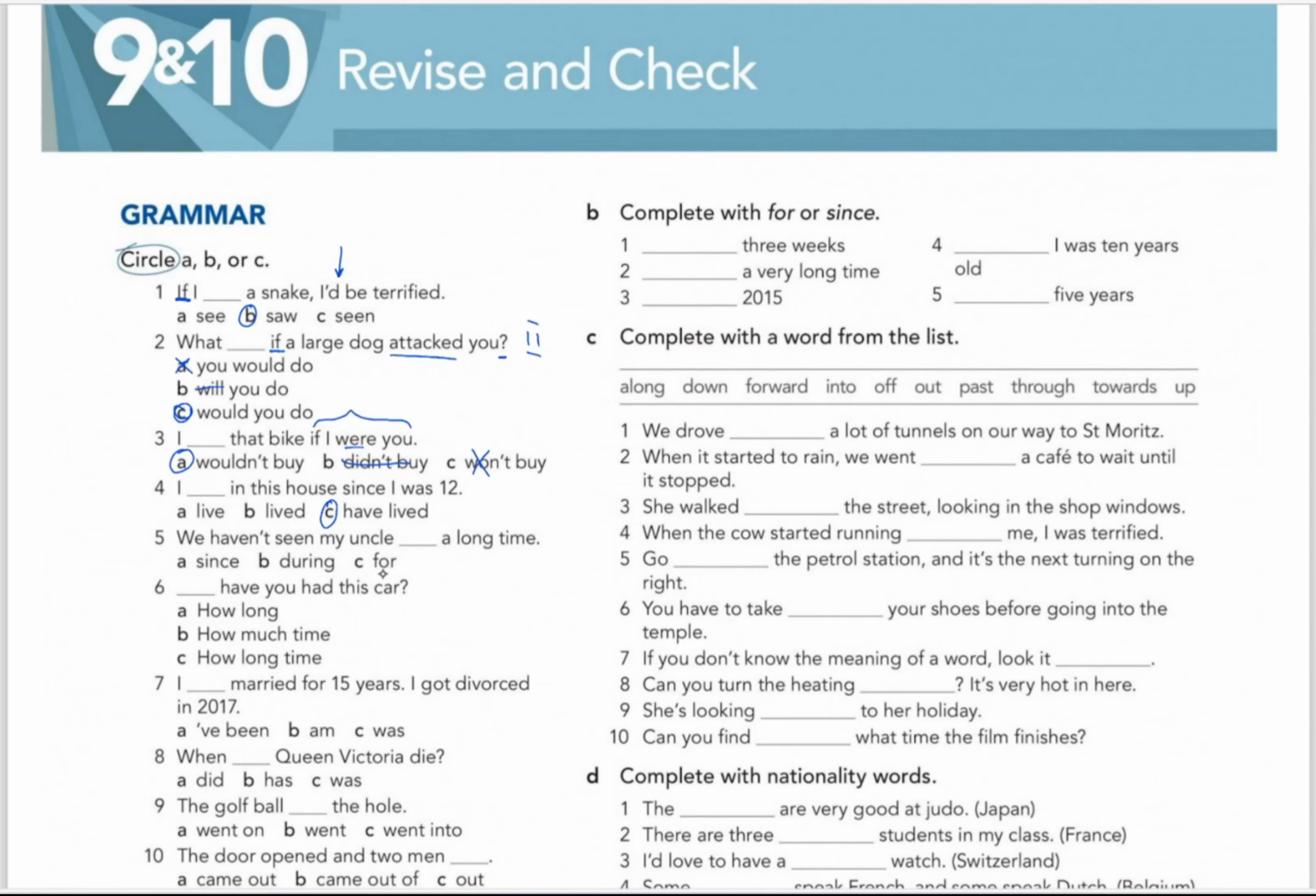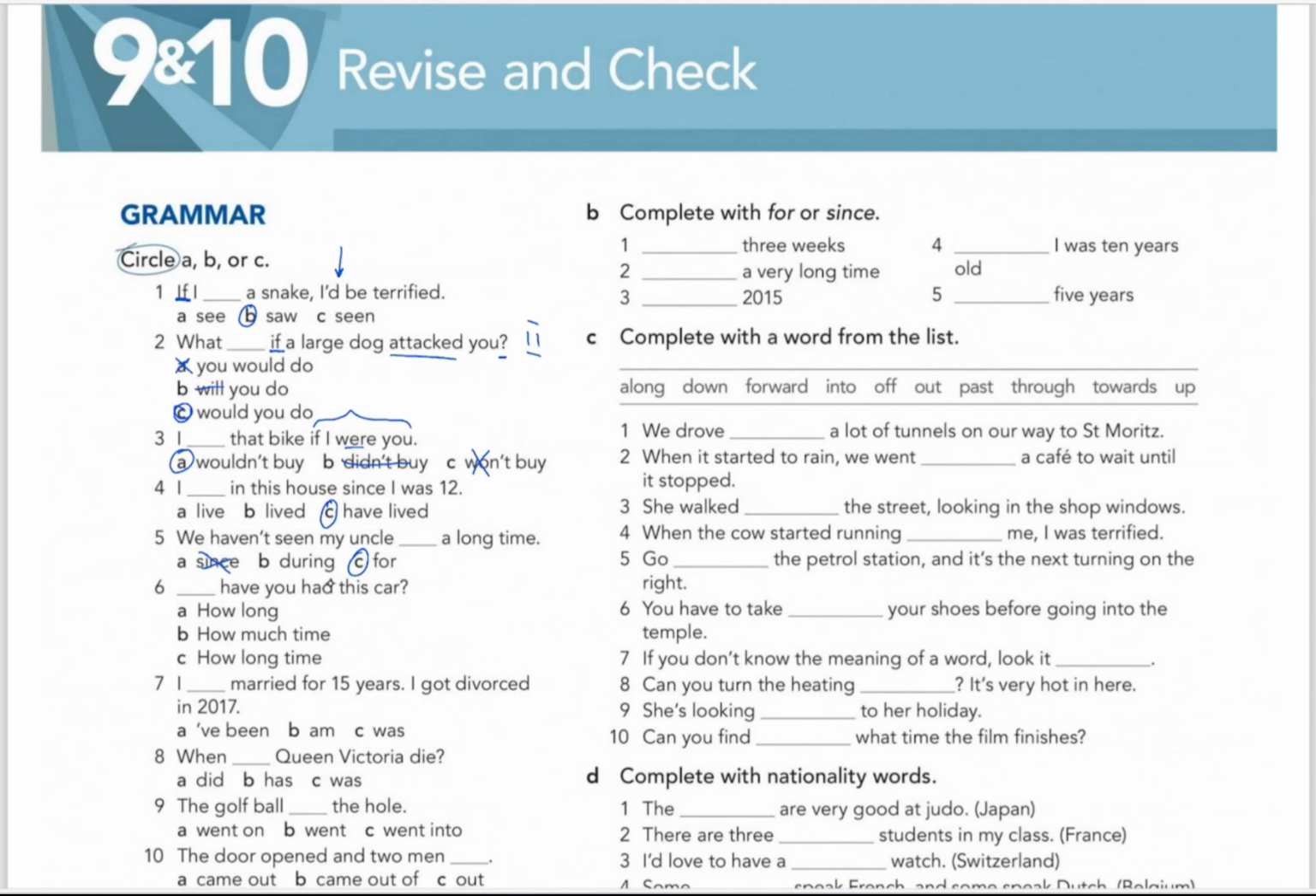Number 5, we haven't seen my uncle a long time. When we talk about a period, we say for a long time, for ages. So we use for here, guys. We use since with the beginning of time, like since Tuesday, since Monday, since 2012, since I last saw her, or since I last met her. The beginning of time, we use since. But when we talk about a period of time, we use for a long time, for 2 hours, for 3 hours, for 2 weeks, and so on.